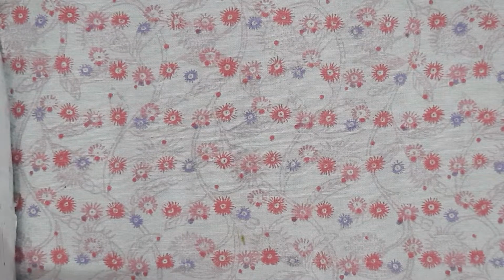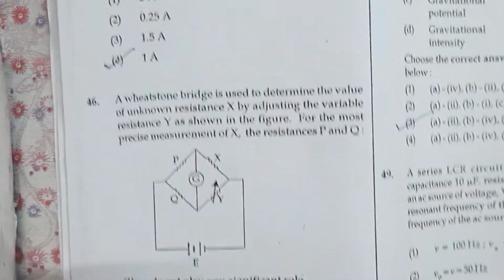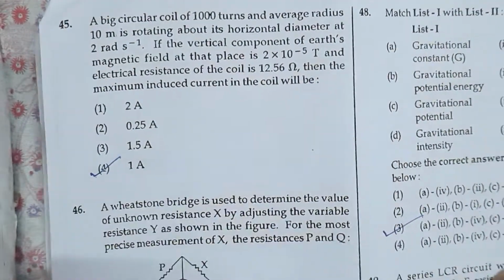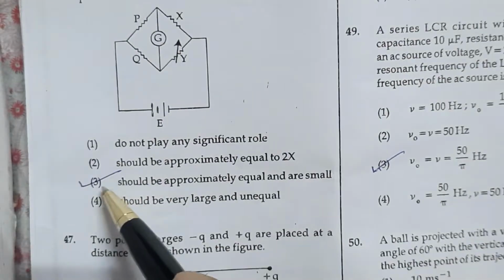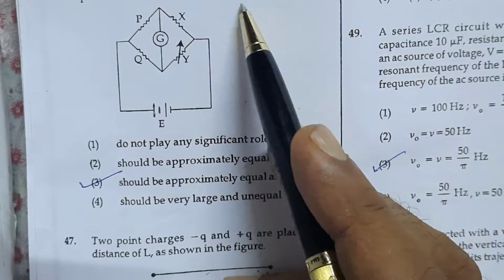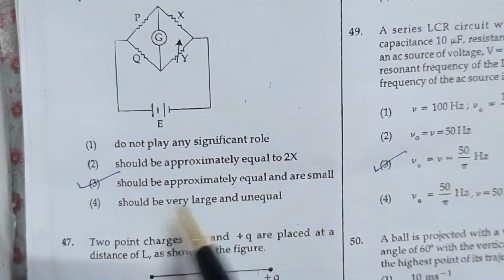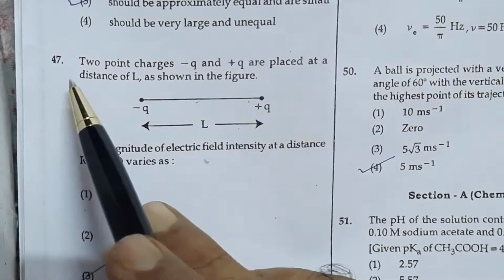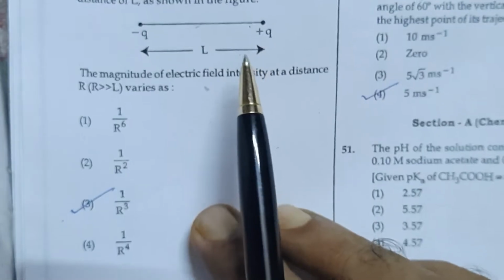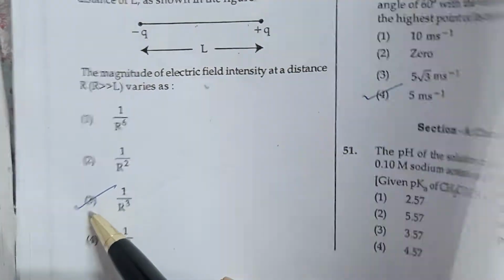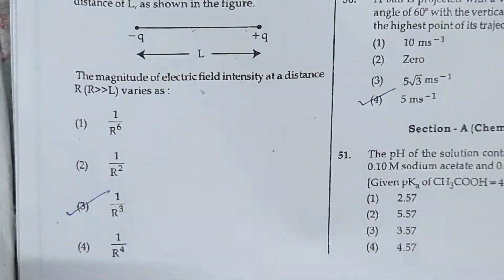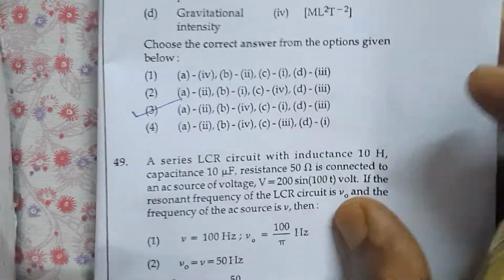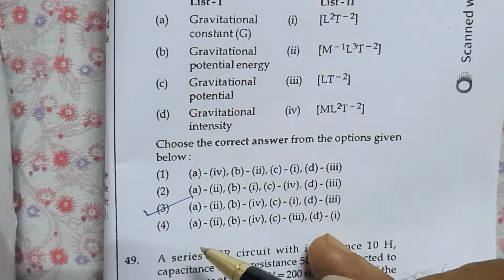Now let us take the question number 45. For the question number 45, 4 is the correct answer. For the question number 46, 3 is the correct answer. The resistance P and Q should be approximately equal and are small. For the question number 47, it is 3 is the correct answer. It is proportional to 1 by R cube. Approximation gives the result. For the question number 48, 3 is the correct choice.